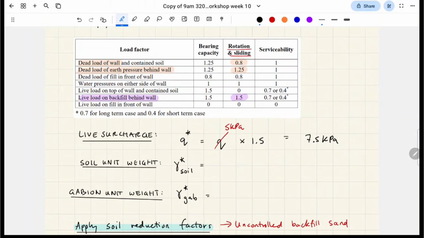Our factored unit weight of soil is going to be the unit weight of soil multiplied by that factor from that table. Right? Our factored unit weight of the gabion is going to be that multiplied by 0.8. Okay, oh, sorry. Let me plug in these numbers.